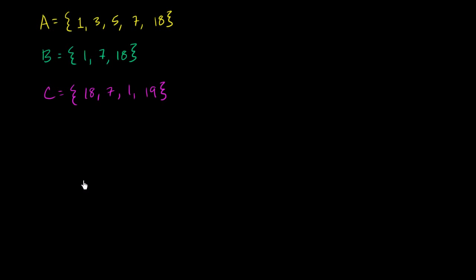Now what I want to start thinking about in this video is the notion of a subset. So the first question is, is B a subset of A? And there you might say, well, what does subset mean? Well, you're a subset if every member of your set is also a member of the other set. So we can write that B is a subset of A. Every element in B is a member of A.